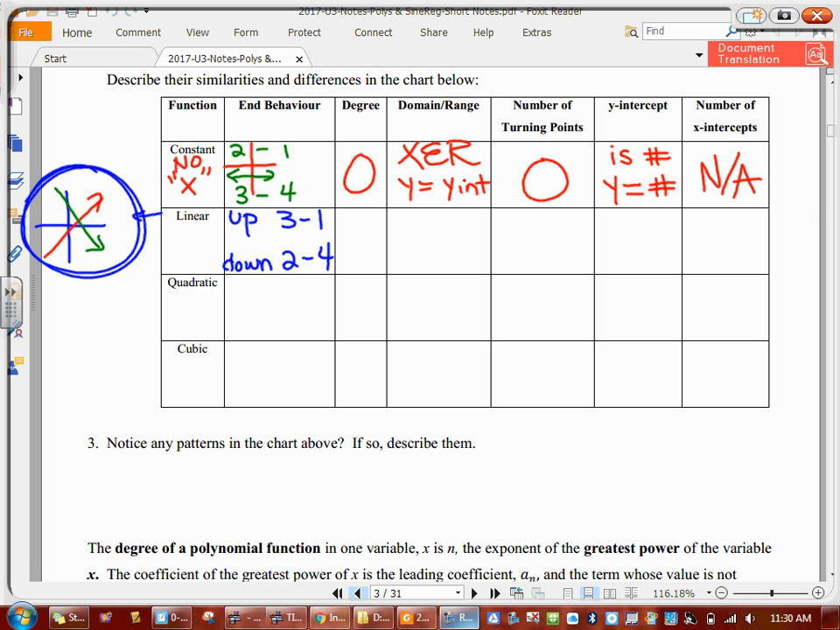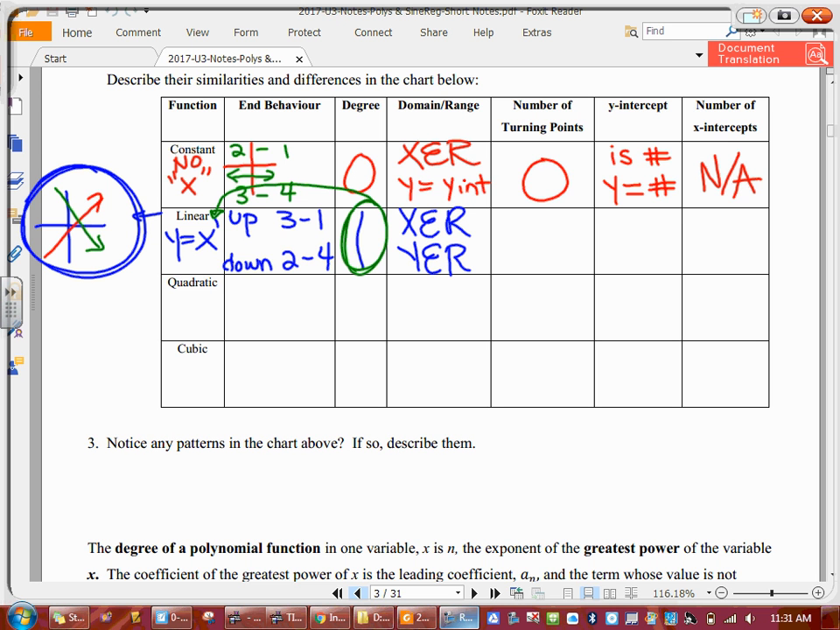So, linear: y equals x exponent 1. What is its degree? 1, because that is the exponent on the x variable. It is identical here to there. Domain and range: x ∈ R, y ∈ R. All x ∈ R and y ∈ R mean is that there are no restrictions. Linear graphs have no restrictions on them.